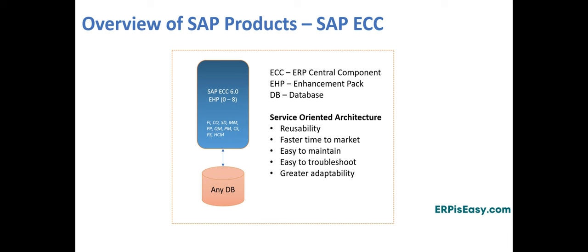SAP CRM 7.0, the on-premise version of SAP's CRM application, is the most recent version. It is built on the NetWeaver platform. It offers functionalities related to sales, marketing, service, customer interaction, and channels. CRM 7.0 EHP4 is the most recent enhancement pack version. CRM 7.0 can also run on the SAP HANA database. Enhancement Pack 2 is the minimum version required for it to run on the HANA database.